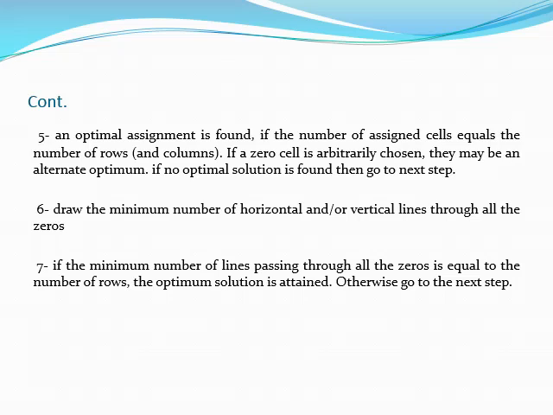Step 5. An optimal assignment is found if the number of assigned cells is equal to the number of rows and columns. If a zero cell is arbitrarily chosen, then there may be an alternate optimum. If no optimal solution is found, then go to the next step.